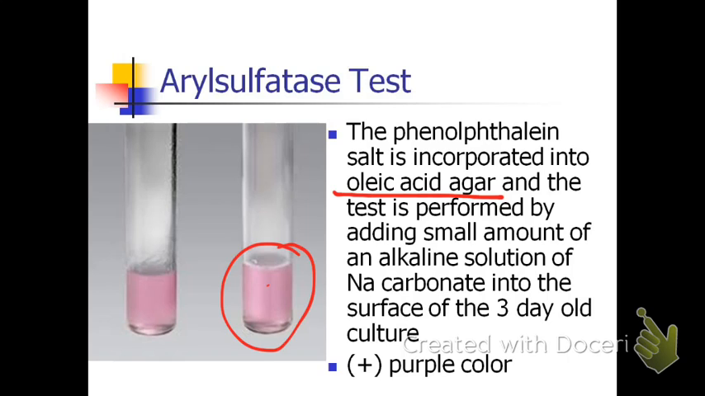The test is performed by adding a small amount of alkaline solution, usually in the form of sodium carbonate, onto the surface of the 3-day-old culture. So you have to culture the suspected organism for 3 days. Then you add sodium carbonate. Then if there is a purple color, that is considered a positive reaction.